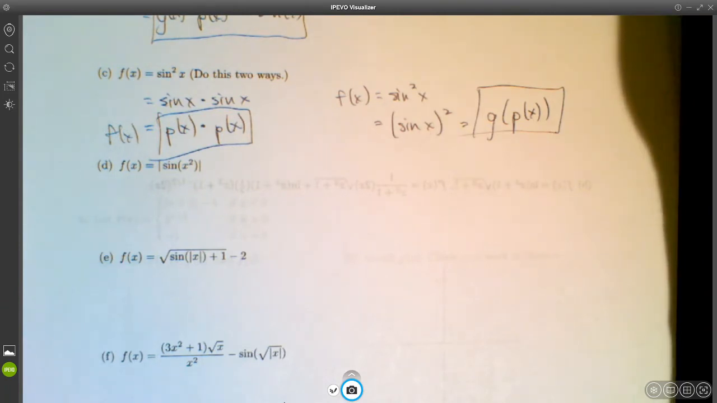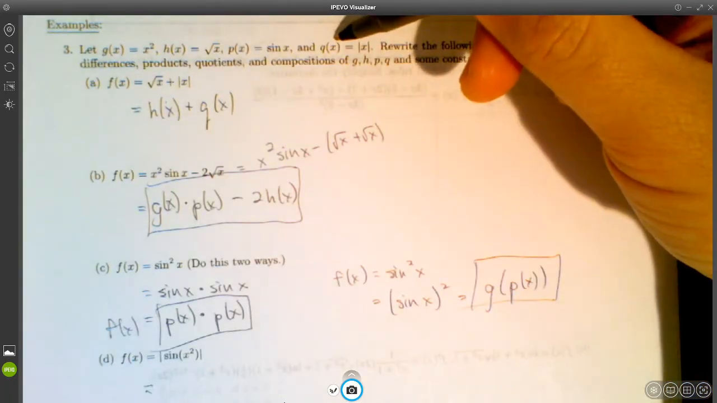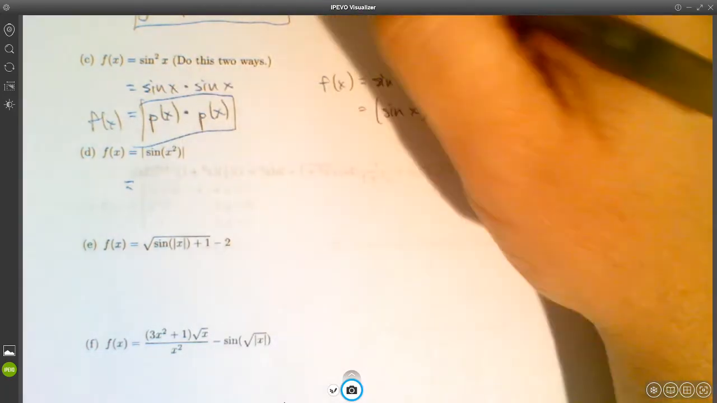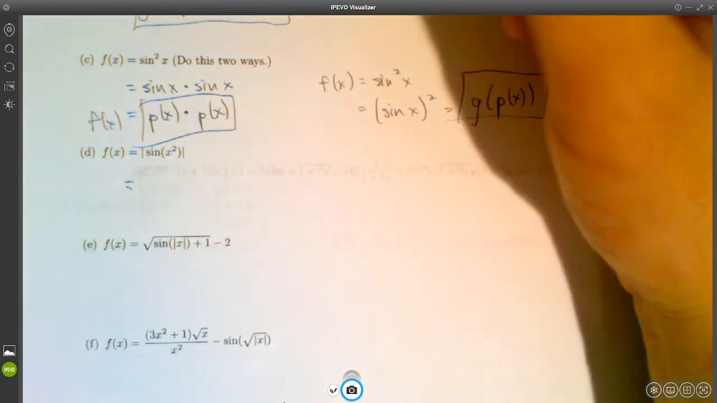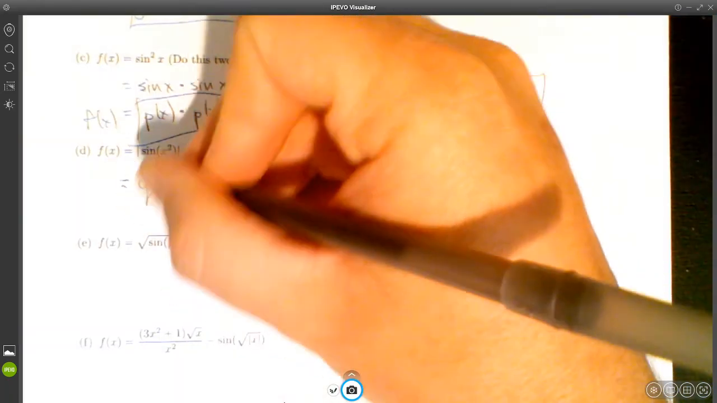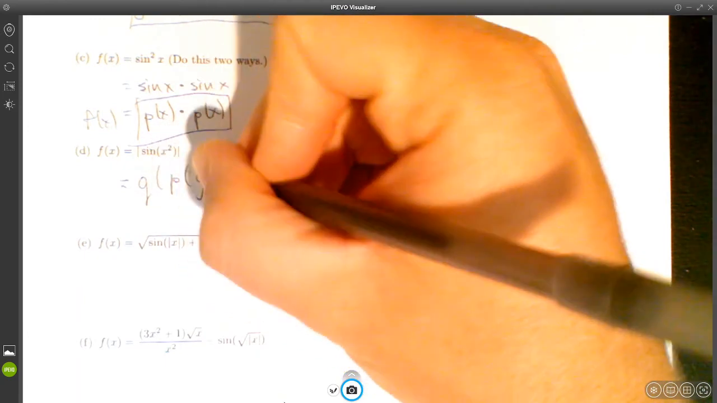Here's my solution. I'm thinking of this as just a composition inside of a composition, right? Like the outermost function is the absolute value, which we called q. Okay? Then inside of that you have the sine function, which we called p. And then inside of that you have the square function, which we called g. So I'm going to call this q of p of g of x.